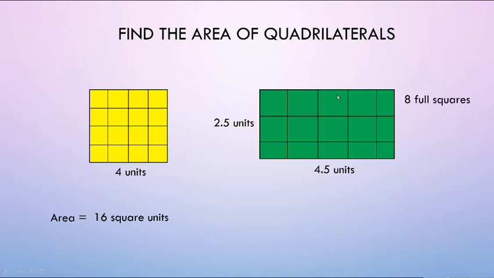How many halves do we have? 1, 2, 3, 4, 5, 6. So we have 6 halves, and we have 1 quarter, or 0.25. So now, how many units do we have altogether? So 8 full squares, 6 halves, so each 0.5. So how many fulls in 6 halves? Yes, it's 3 fulls. So 8 plus 3, and we have only 1 quarter, plus 0.25. The area of this rectangle is 11.25 square units.